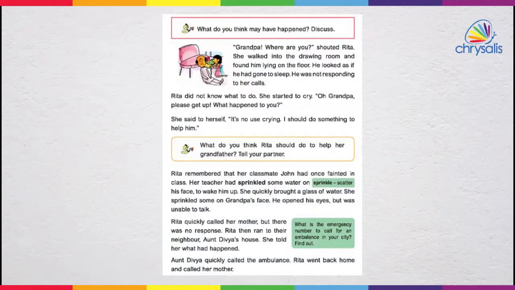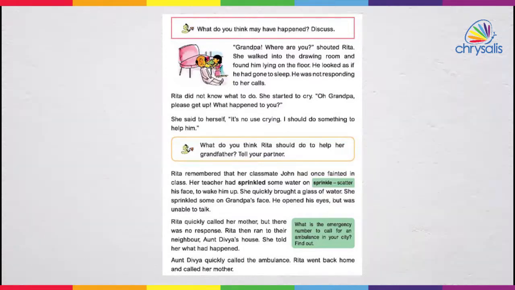"Grandpa, where are you?" shouted Rita. She walked into the drawing room and found him lying on the floor. He looked as if he had gone to sleep. He was not responding to her calls. Rita did not know what to do.